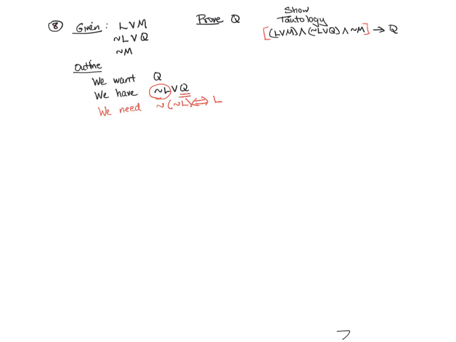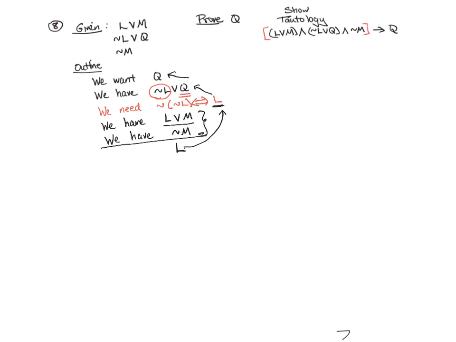Okay, but I'm not going to write all that down. Now, so we need L. Now, we have L or M, but with L and L or M, there's nothing we can do. We're kind of stuck, but we have not M. So using these 2 statements by the law of disjunctive inference, since we're negating the second disjunct, we conclude L.